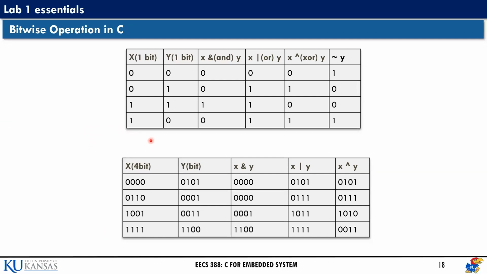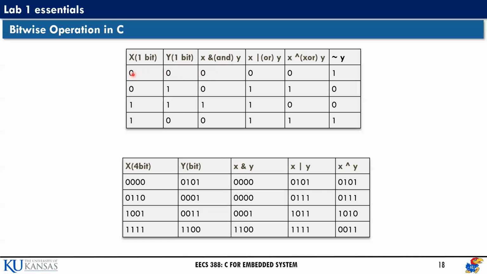I believe you are already familiar with the basic gates: the AND gate, OR gate, XOR gate, and the NOR gate. So we can also do the bitwise operation in C, and it's pretty handy for doing a lot of tasks in embedded systems. We're going to go over it in more detail in the next labs. But here you can see we are doing the bitwise operation.